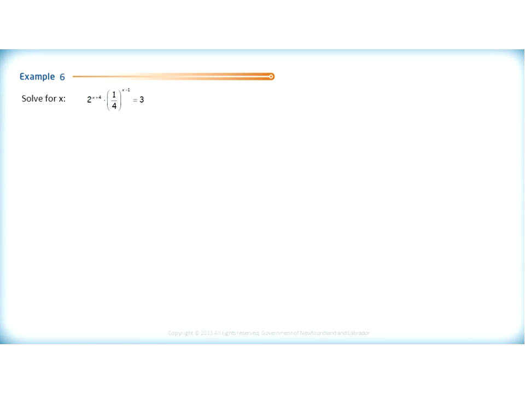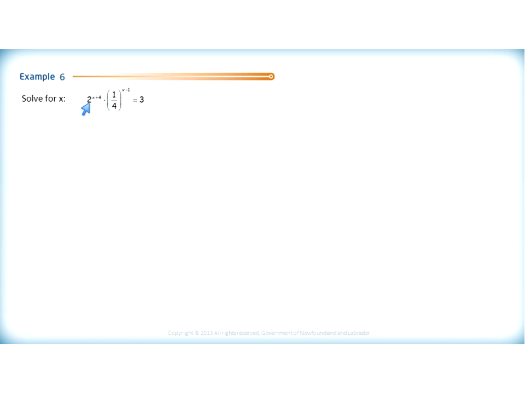Let's look at one more example. Here we are asked to solve for x. You have 2 raised to the power of x plus 4, multiplied by 1/4 raised to the power of x minus 1, is equal to 3.